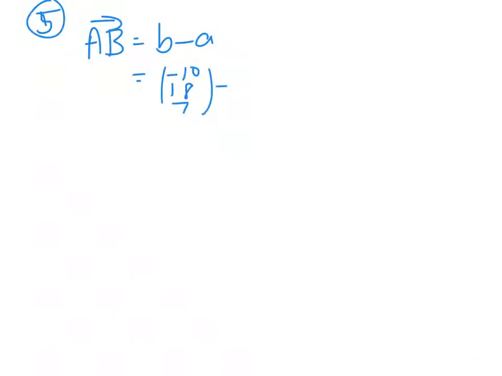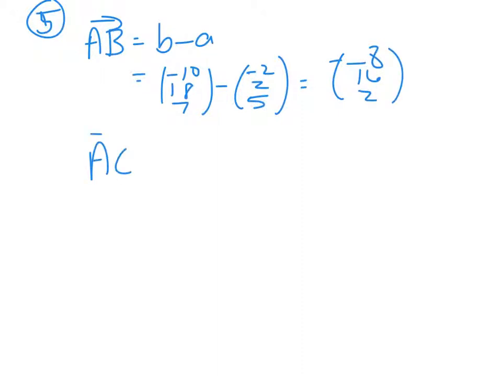Question 5. Express AB and AC in component form. Well, AB is little b minus little a. Little b is negative 10, 18 and 7. Take away little a, which is negative 4, negative 6 and 21. No, it's not, sorry, I've misread that. Little a is negative 2, 2 and 5. And that gives us an answer of -8, 16 and 2.